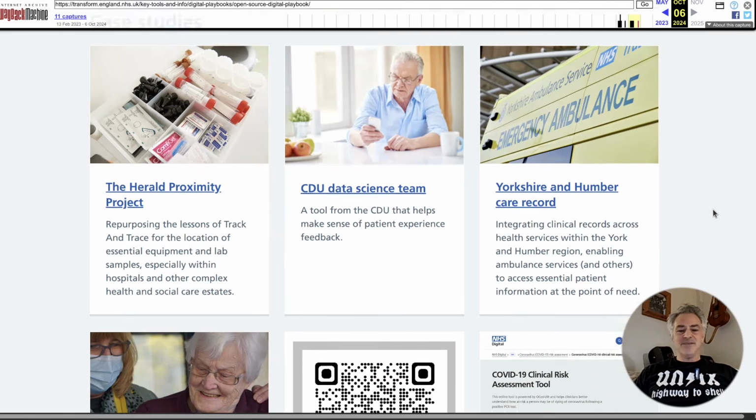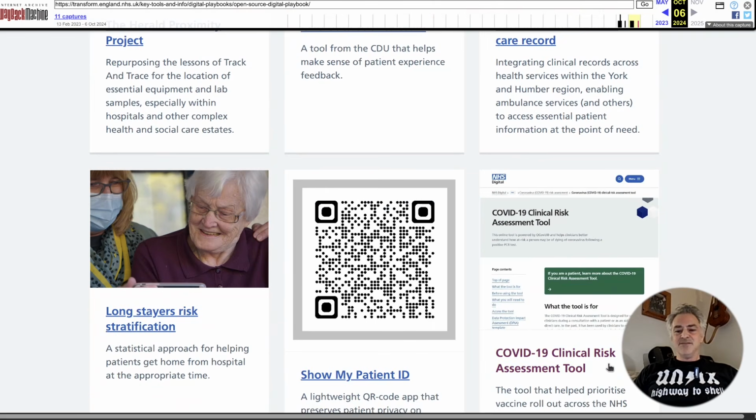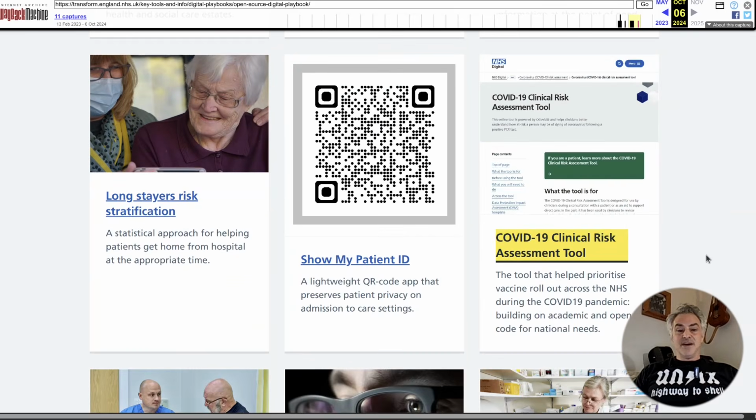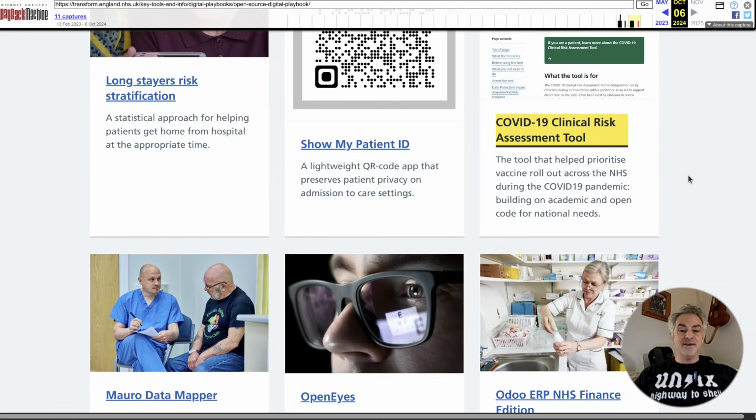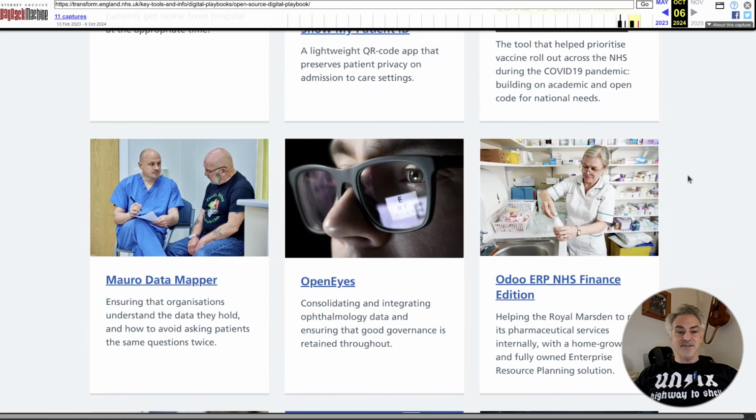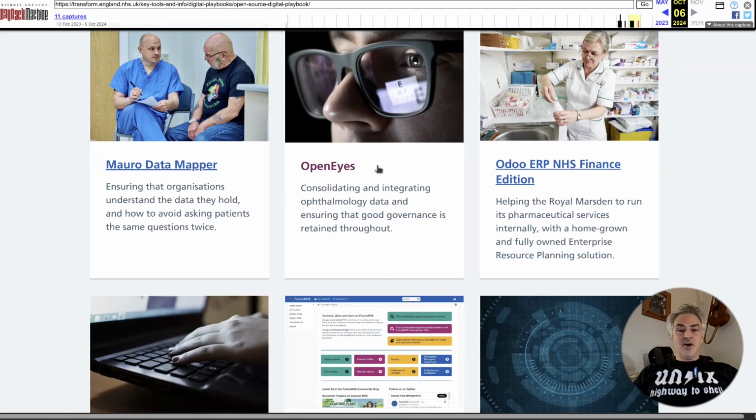So they were bringing together some of the things that were open source, some good stuff that was done in COVID that was open source. Interestingly, the Yorkshire and Humber Care Record was meant to be open source, but actually the underlying platform does not appear to be open source anymore. Last time that anybody checked, which was just in the last few weeks. Open Eyes, which was an open source ophthalmological system.